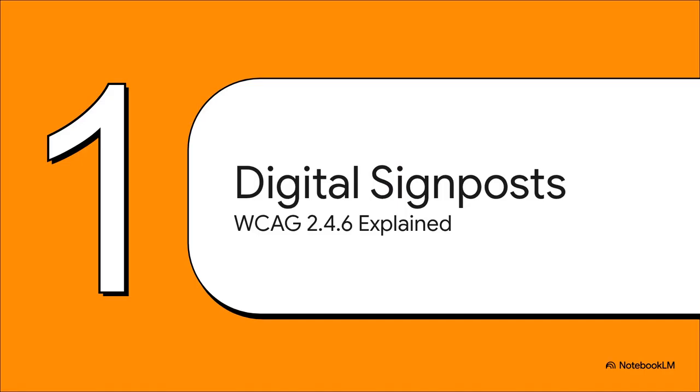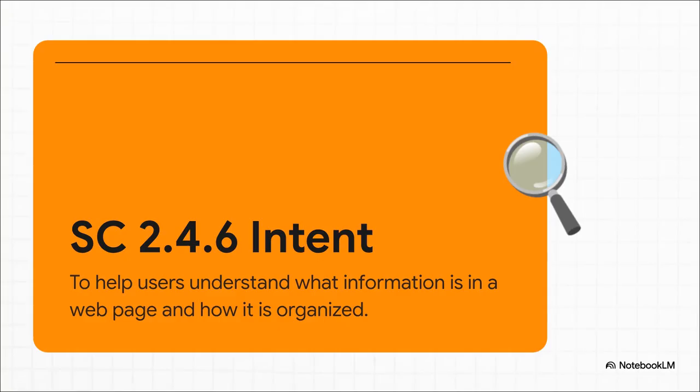So let's get a little nerdy for a second. What are the official rules for these digital signposts? Well, in the world of web accessibility, they're laid out in the Web Content Accessibility Guidelines. You'll hear it called WCAG for short. We're going to focus on a specific one, Success Criterion 2.4.6. And you know what? The goal here is actually really simple and straightforward. It's all about helping people understand what's on a page and how it's all put together, at a single glance. It's about getting rid of the guesswork and creating a clear, logical path for everyone.